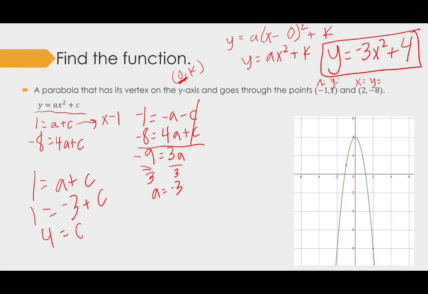If I graph that, you can see I have -1, 1 here, and I have down here 2, -8, and I also have a vertex on the y-axis at 0, 4, because we found out that k or c was 4. There you go. You can do the same process of plugging in points into polynomial equations and finding the equation using standard systems of equations procedures, right? Elimination, substitution, all that fun stuff.